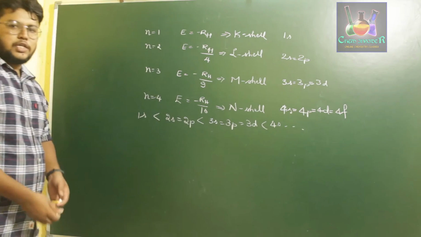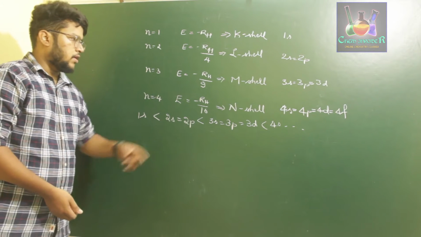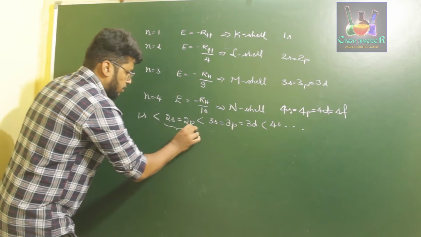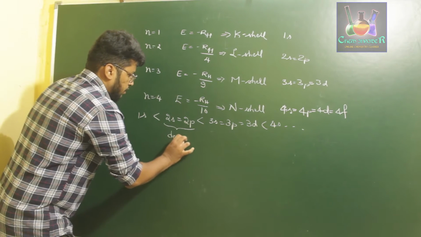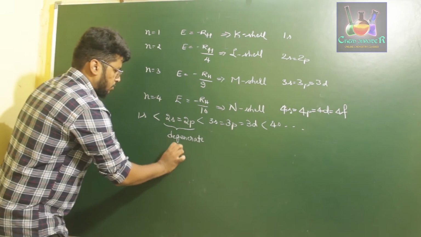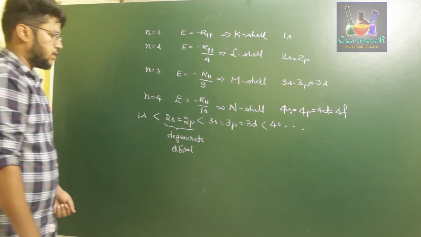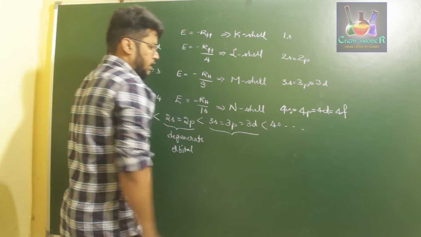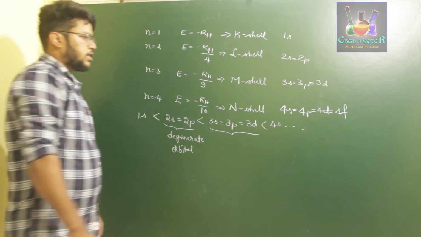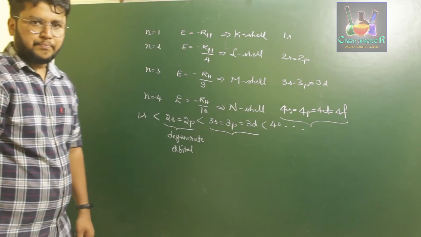So clearly each shell will have the same amount of energy, and orbitals of different subshells with the same energy are called degenerate orbitals. Here 2s and 2p are degenerate orbitals with the same amount of energy, these three are degenerate orbitals of principal quantum number 3, and these four are degenerate orbitals of principal quantum number 4.